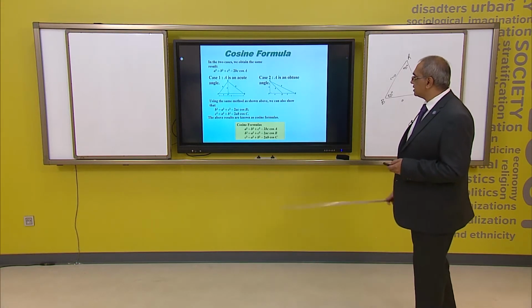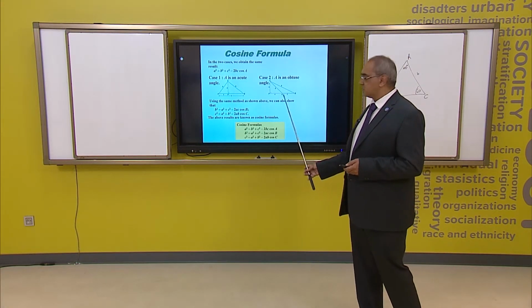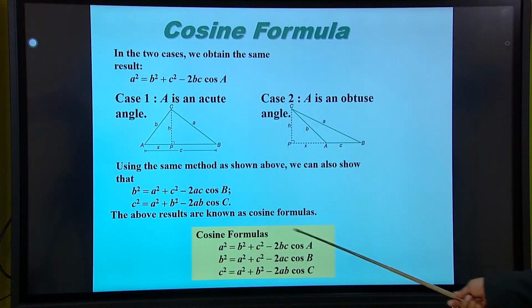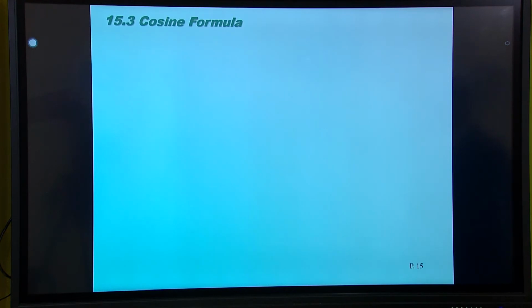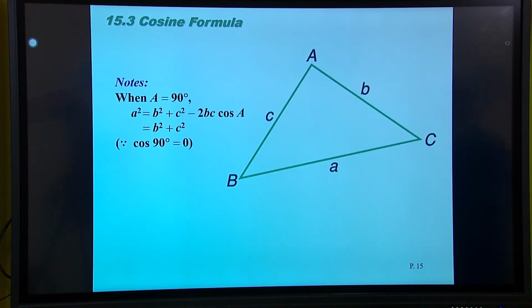What is important about it? We can find the angles and sides if we are given three sides and an angle. So if we are missing any one of them, we can find it. Okay, so let's have a look at an example.